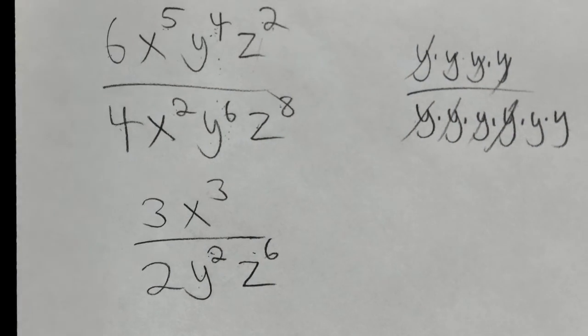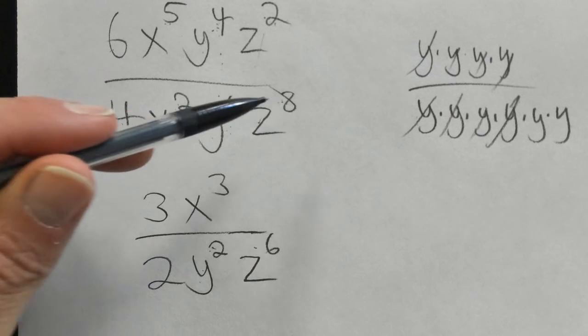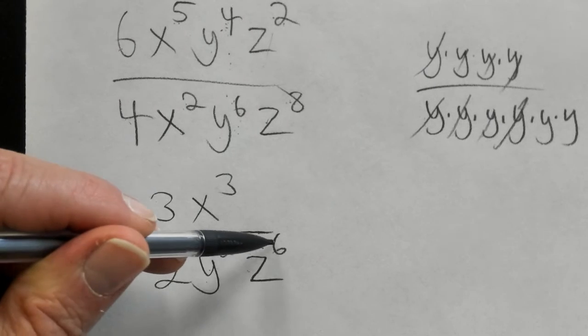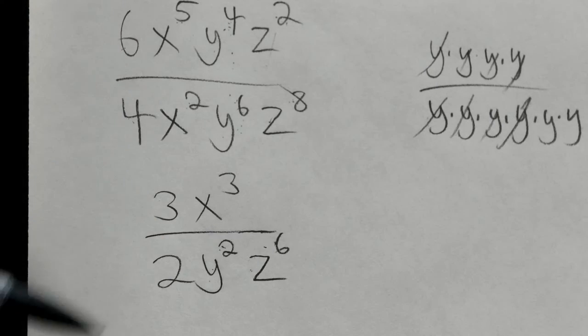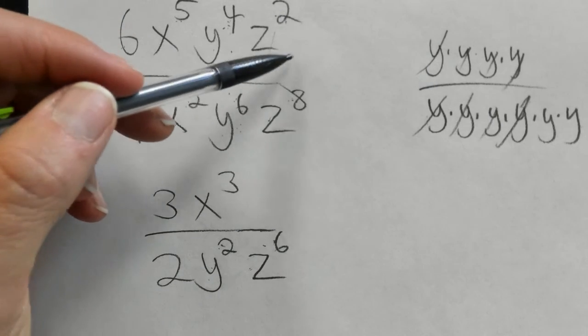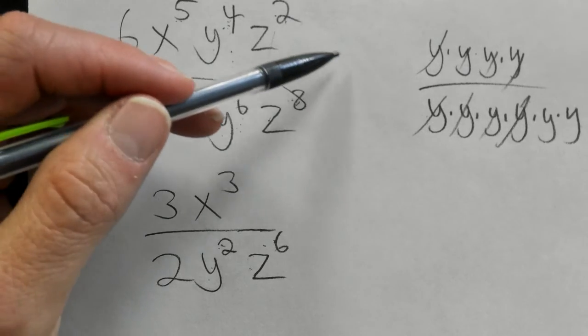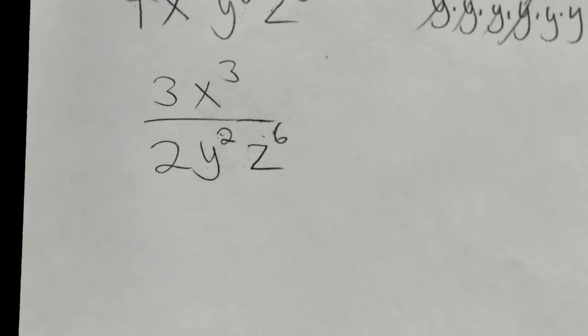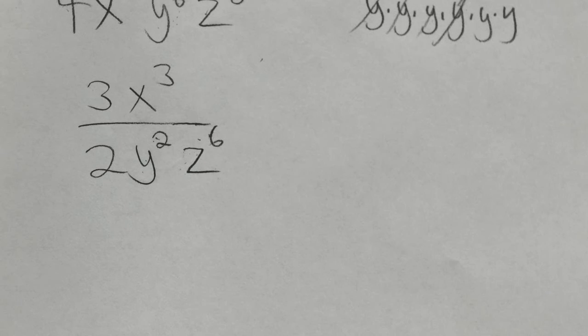So just remember, when you end up with that negative exponent, that means that that variable is going to end up on the bottom of the fraction with that exponent changed back to positive. 2 minus 8 is negative 6, and so that means it's going to end up on the bottom of the fraction as a positive 6. All right, so just keep in mind that scenario where you subtract and get a negative number for your exponent.